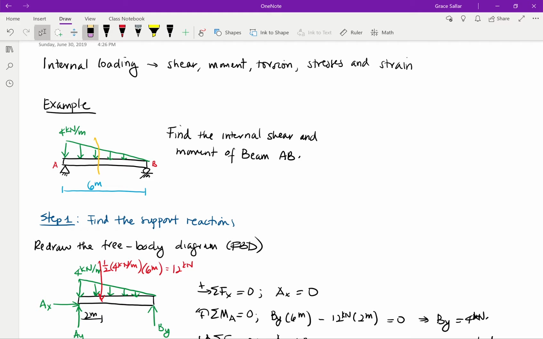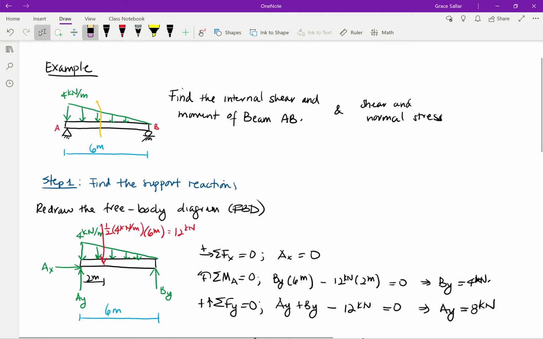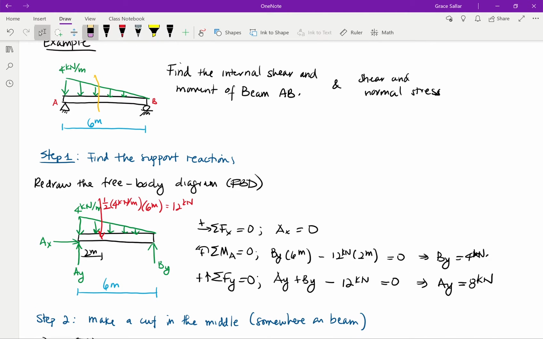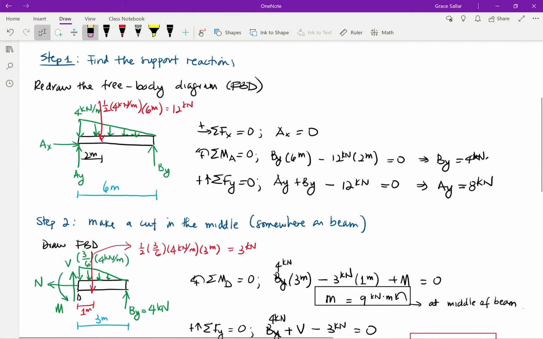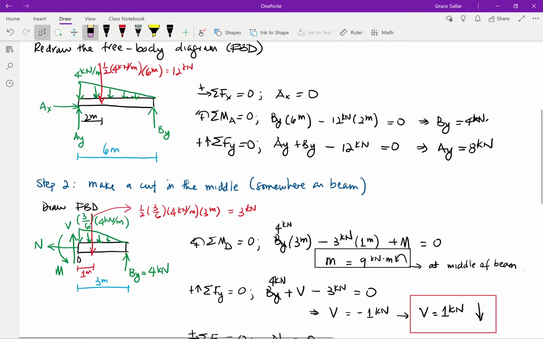So to quickly cover this, what we have is that if you're given some kind of beam or structure and you have to find the internal shear and moment, and then find shear and normal stress, this applies to every single example that is available on Blackboard. What you have to do is find the support reactions, and that's the first step because any external support or load is going to affect our system. So find our support reactions, which you do by drawing the free body diagram, finding AY, BY, and AX as needed.